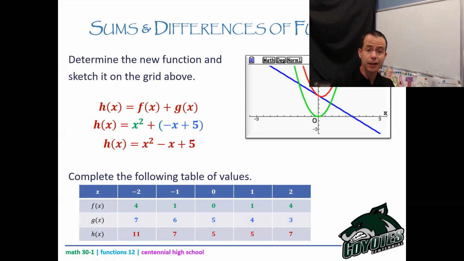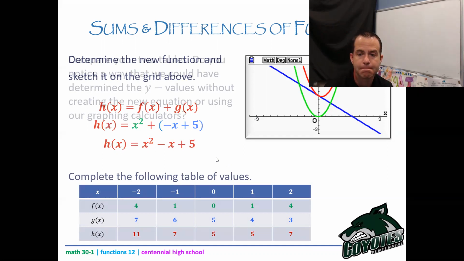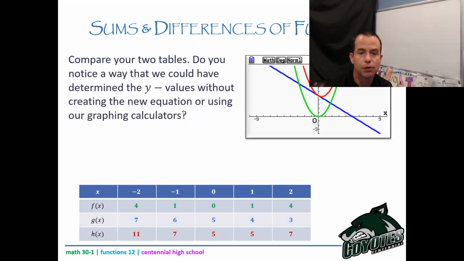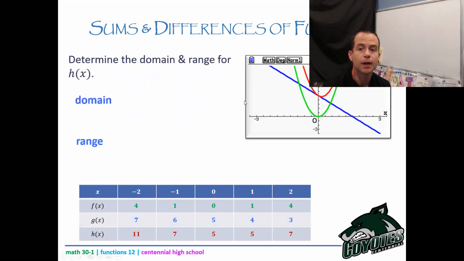So the x values are going to actually stay the same, and the y values get added, or if we're talking about subtraction, the same thing will happen. They'd get subtracted from each other. Okay, so compare your two tables. Do you notice a way that we could have determined the y values? I got a little too excited. I got ahead of my slides here. Do you notice a way we could have determined the y values without creating the new equation? Yes, we just add the original y values together.